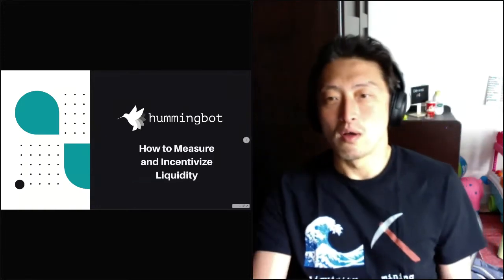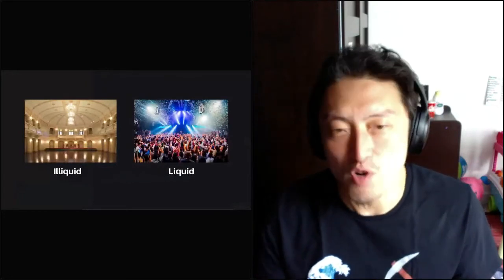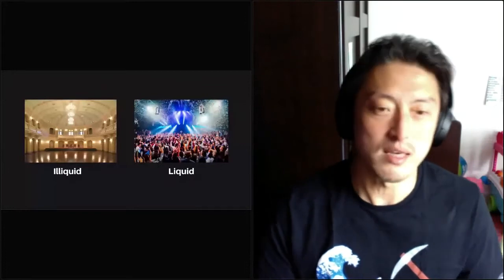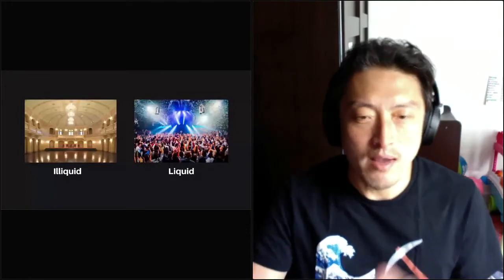Liquidity is one of the most important things in crypto. Once you have it, everyone knows what liquidity looks like. But when you don't have it, it's like an empty place, and everyone who comes will just leave. So the question is, if you're a new market, a new exchange, or a new token, how do you actually get liquidity? To answer that question, let me show you this picture.